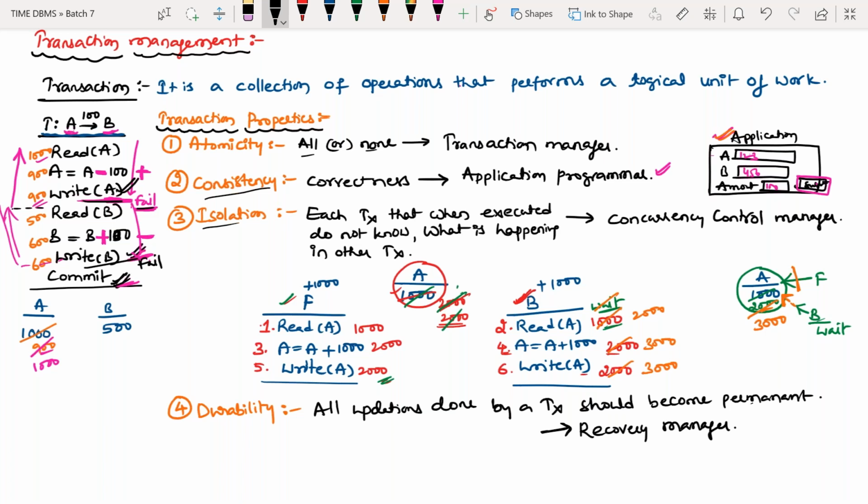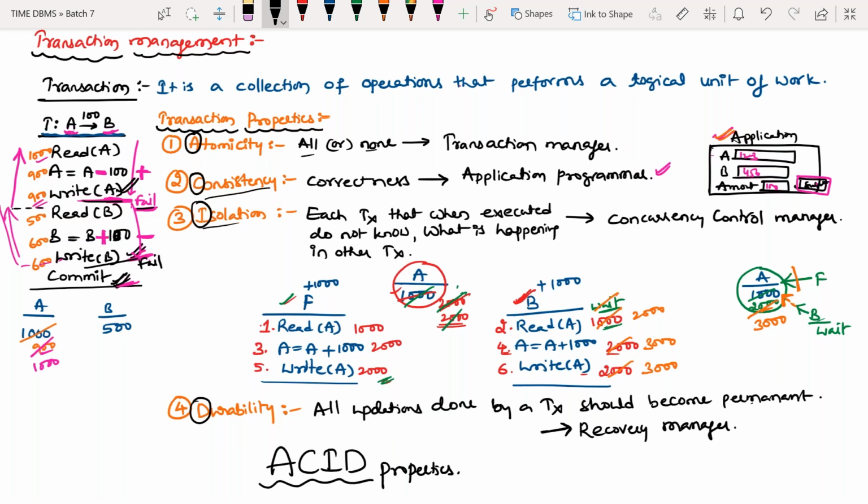These are the 4 properties of any transaction: atomicity, consistency, isolation, and durability. From the first letter of each property, these properties are called ACID properties. What is ACID? A for atomicity, C for consistency, I for isolation, D for durability. This is very important for you for the placements.